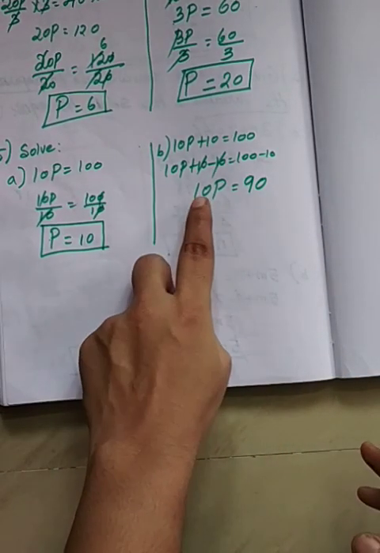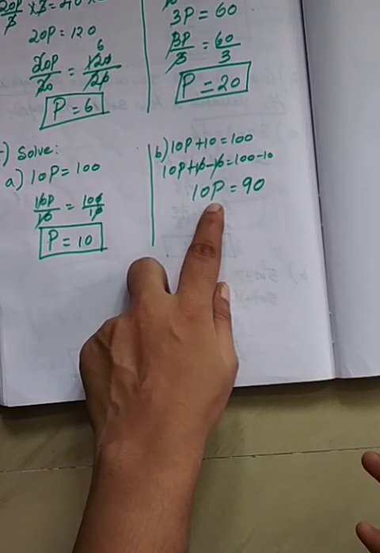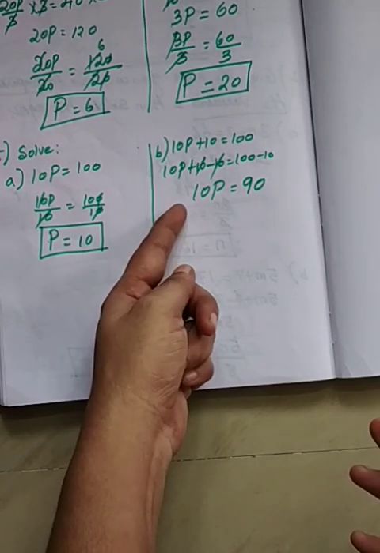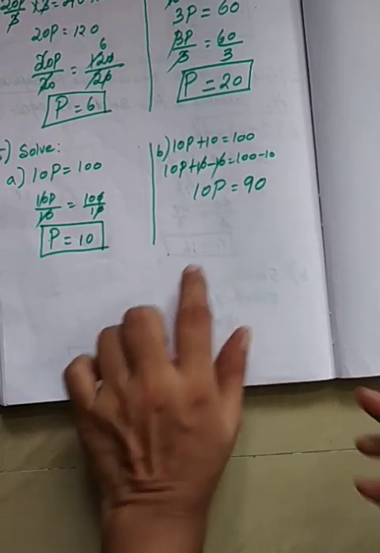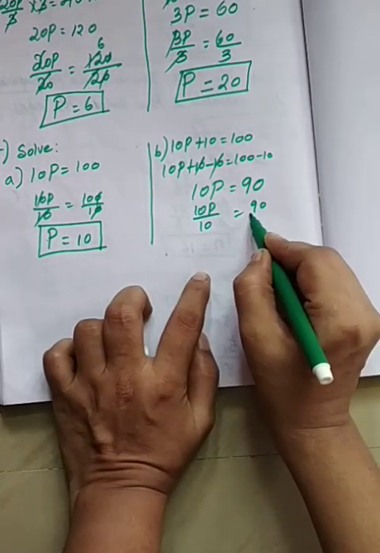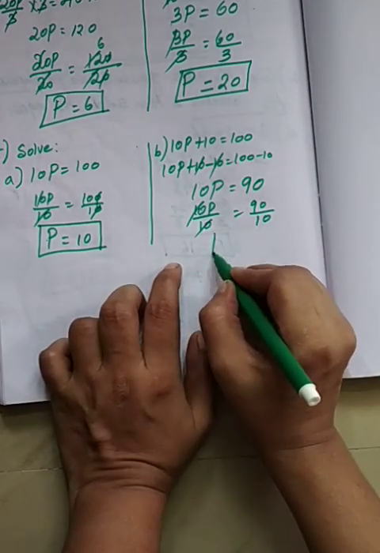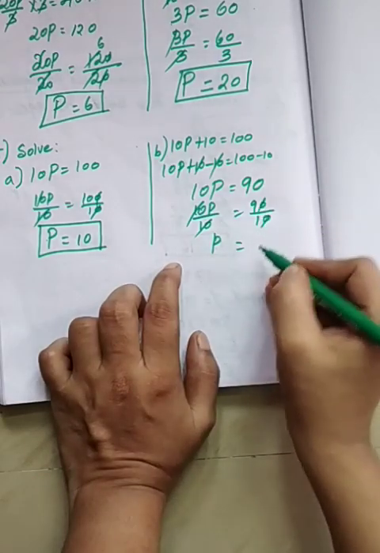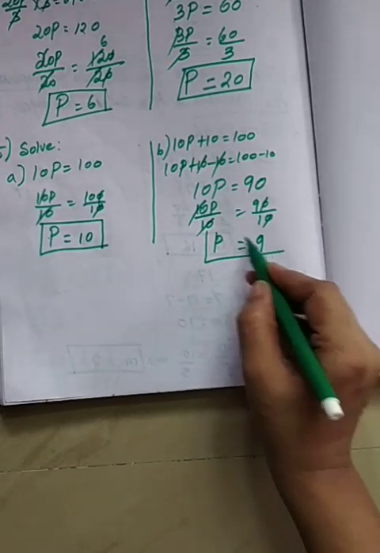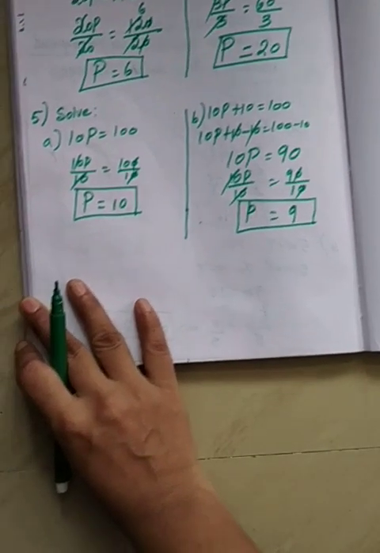What is the next step? You have to remove this 10. Why do you have to remove this 10? You need the p value. So what do you do? Divide by 10 on both sides. So you will get 10p by 10 equal to 90 by 10. On the left hand side, 10 and 10 cancel. So p is equal to, cancel the 0, what will you get? 9. So p is equal to 9 is your answer. Clear?